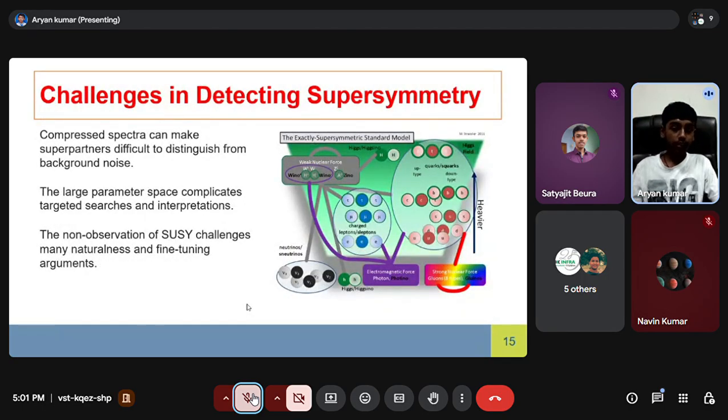Challenges in detecting supersymmetry. Compressed spectra can make superpartners difficult to distinguish from background noise. The large parameter space complicates targeted searches and interpretations. So this non-observation of supersymmetry challenges fine tuning and many other things.